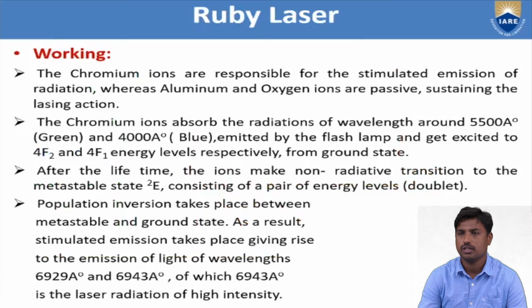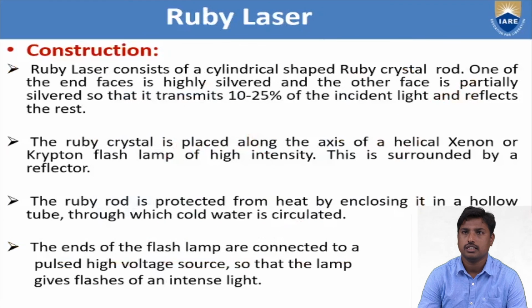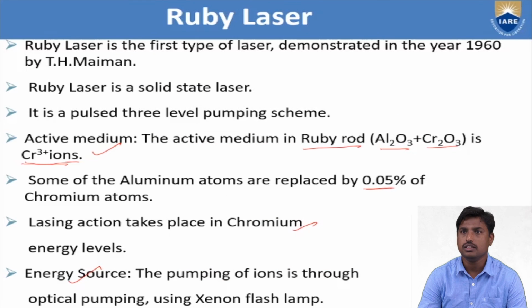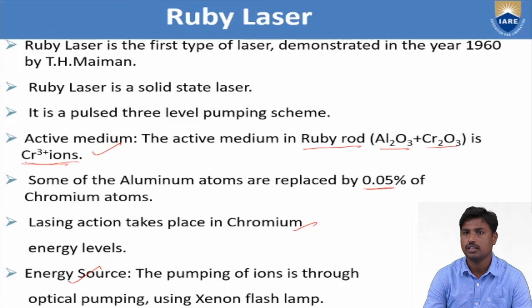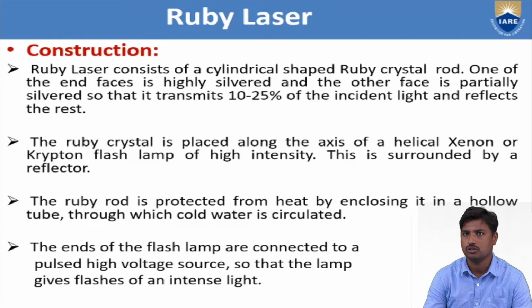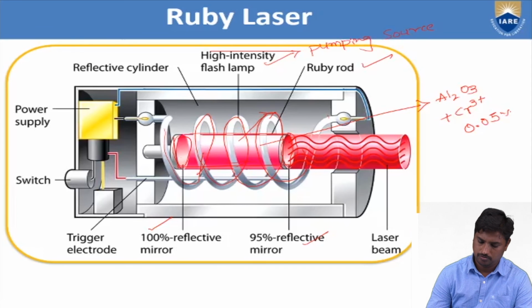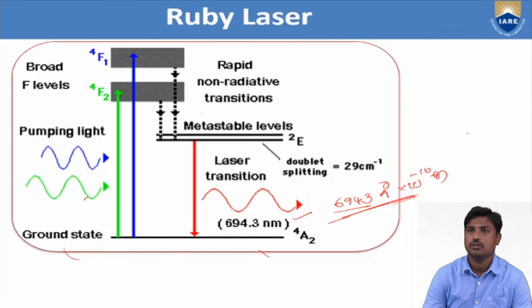Before discussing the helium neon laser, once again I recall the ruby laser. Ruby laser is a pulsed laser, and it was the first invented laser. It is a solid state laser with a 3-level scheme. That is the main drawback, as high pumping is required. The active medium is the ruby crystal. Chromium particles are the active particles. Lasing action takes place in the chromium energy levels only. The energy source is a xenon flash tube. This is about the ruby laser.